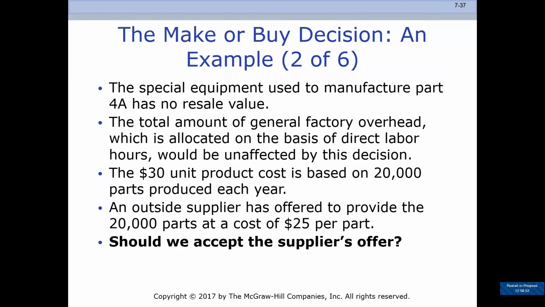An outside supplier offers to provide the 20,000 parts at a cost of $25. This is what they call a no-brainer, right? It's costing you 30, you can buy it on the outside for 25. Therefore, you should obviously buy it outside. Everybody agree? You can not only see that I'm setting you up, you can feel that I'm setting you up, right?